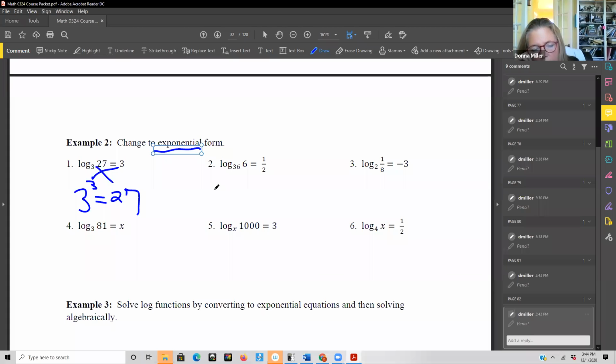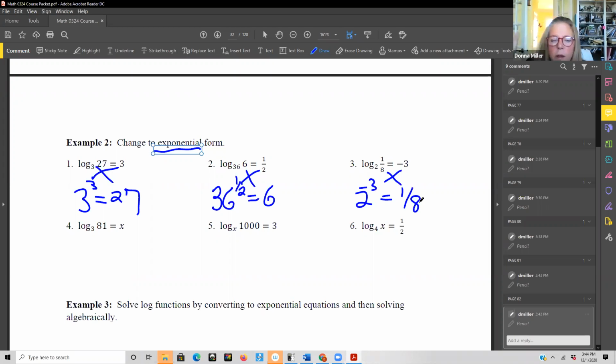Well, this guy, the base is 36. So 36 to the 1/2 would equal 6. Okay. So here the base is 2, switch y and x. So 2 to the negative 3 equals 1/8. So it's all about keep the base, switch y and x. Even when there's x's, it's still the same. So this guy would be 3, switch y and x. So 3 to the x equals 81.